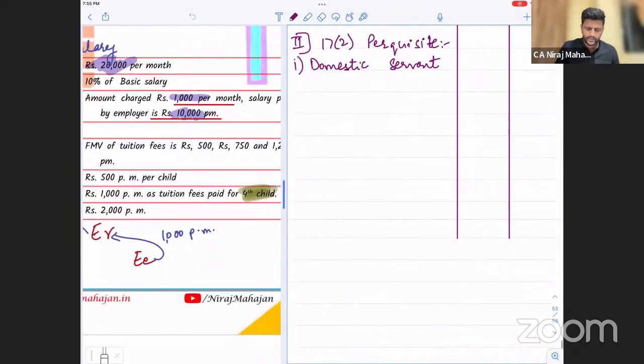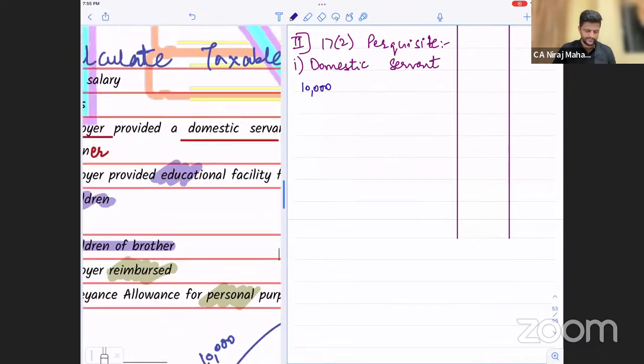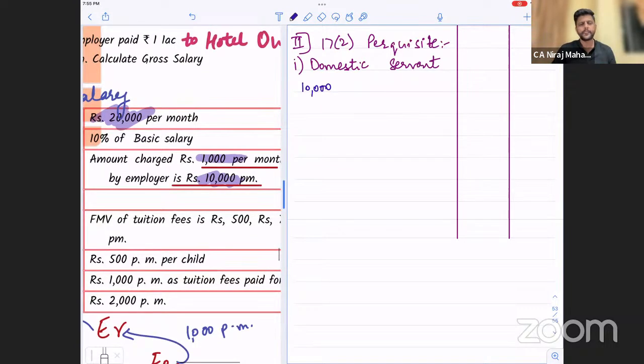So right. Now I'll write as per the method, what is the value of perquisite: actual cost paid by the employer to the gardener and servant. They are different people. Domestic servant is different and gardener is different. Okay, so 10,000 minus 1,000. This 1,000, do you understand? This is recovered from the employee.